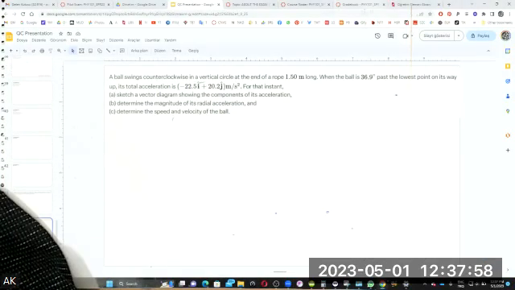Okay, the question reads like this. A ball swings counterclockwise in a vertical circle. It's a circular motion. I hope you can hear me. And at the end of a rope, which is 1.5 meters long, so the radius of the circular motion is given as 1.5. It's a vertical circle.